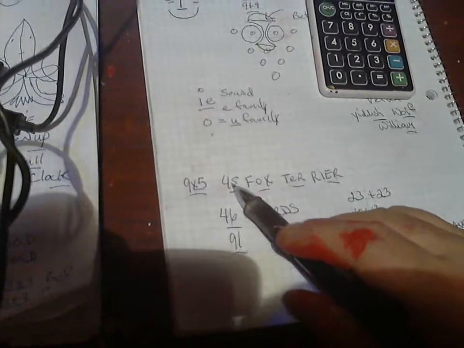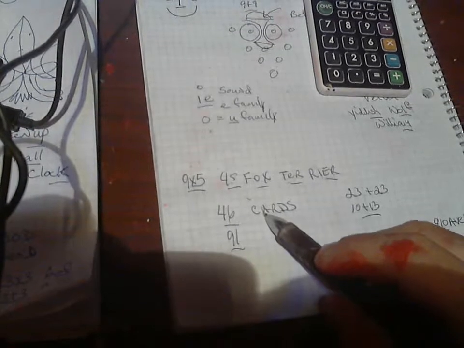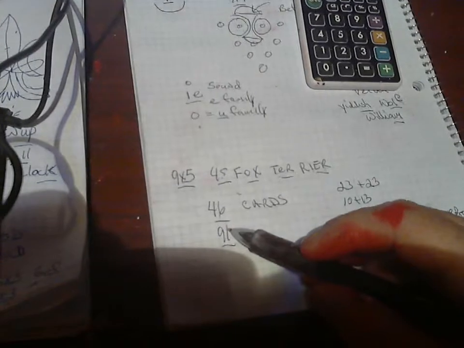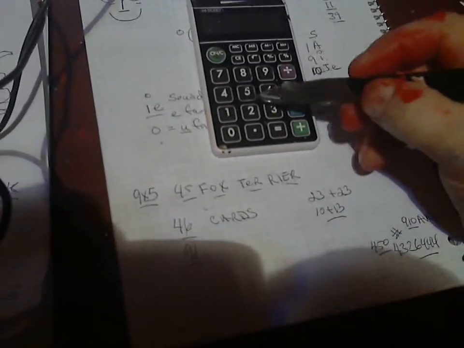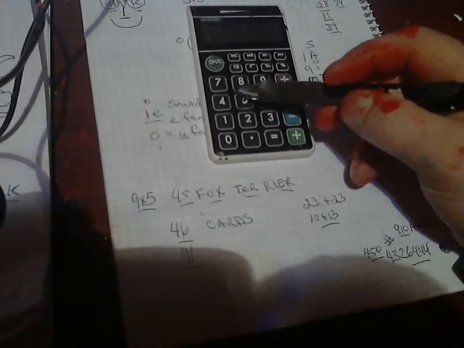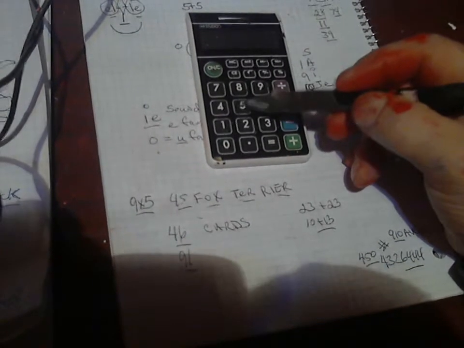Fox equals 45. In the cards, the low cards, 1 to 9, equal 45. The high cards, Jack, Queen, King, equal 46. The total is 91. 7 times 13. 7 times 13: 3 and 4 is 7, times 7 and 6 is 13, equals 91. 1 and 9 is the spirit.